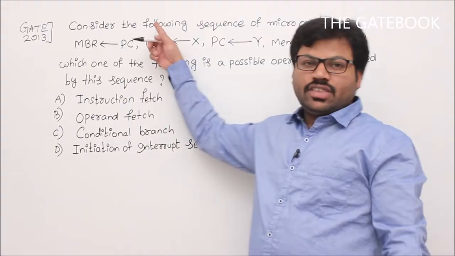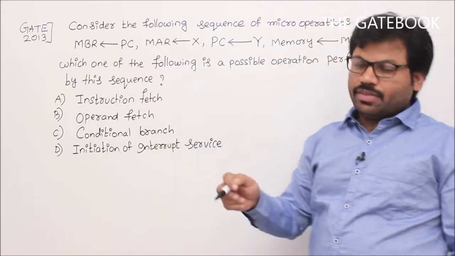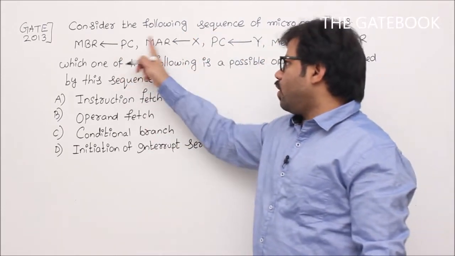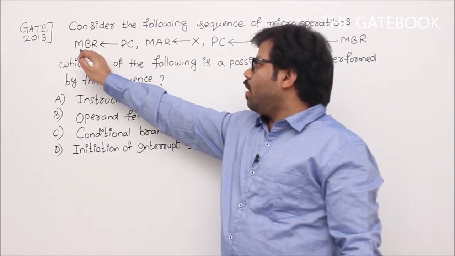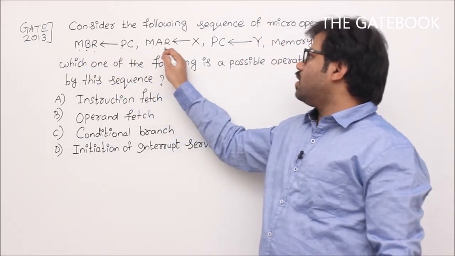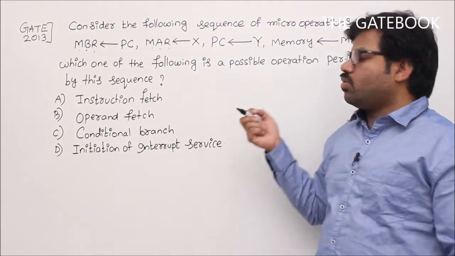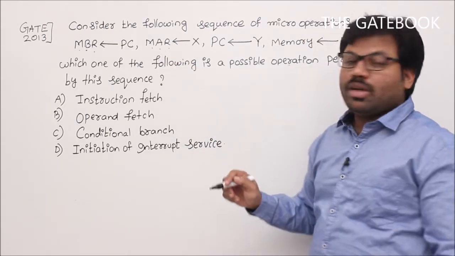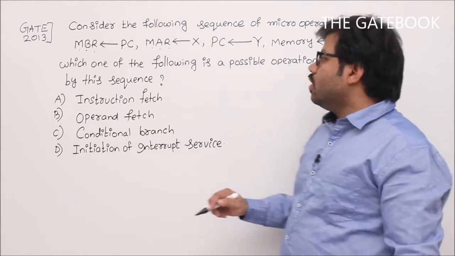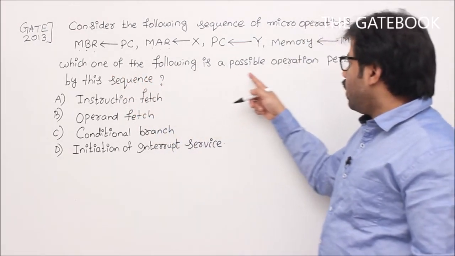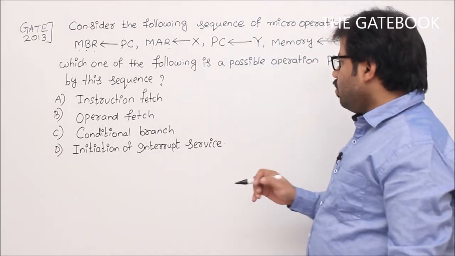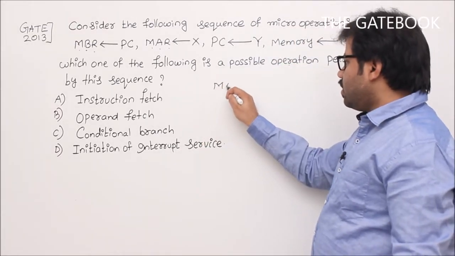Okay, let us see this question, which was asked in GATE 2013. Consider the following sequence of micro operations. They have given some micro operations. If you see here, memory buffer register and memory address register, they are using, right? These two. Sir, you never taught us what is memory address register and memory buffer register. I will explain you. The question is about which one of the following is a possible operation performed by this sequence. So before going to the problem, I will explain what this memory address register is.